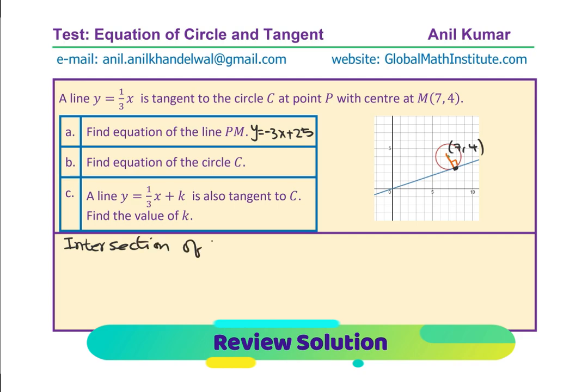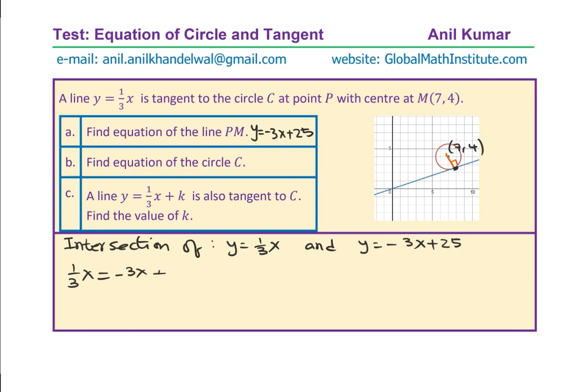And the two lines are y equals 1 over 3 x and y equals minus 3x plus 25. So let's equate these two. We get 1 over 3 x equals minus 3x plus 25. Multiplying by 3, we get x equals minus 9x plus 75, right? Bringing it together, we get 10x equals 75, and that gives you the x value. x is 75 over 10.